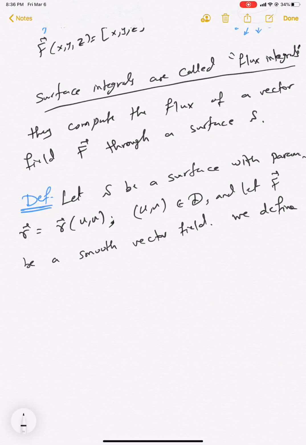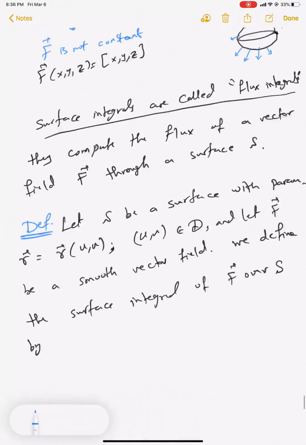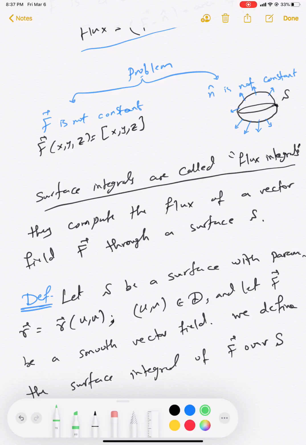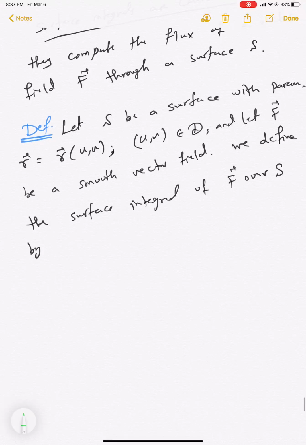We define the surface integral of F over S by what? Let's go back just to make sense of the formula. Let's go back to the flux formula. This was the original flux formula. So you have the vector field, you have the normal vector, you have the area of the region. Now my problem is that the force is not necessarily a constant, the normal vector is not necessarily a constant, and the area, because in that case you're dealing with different pieces of the surface.